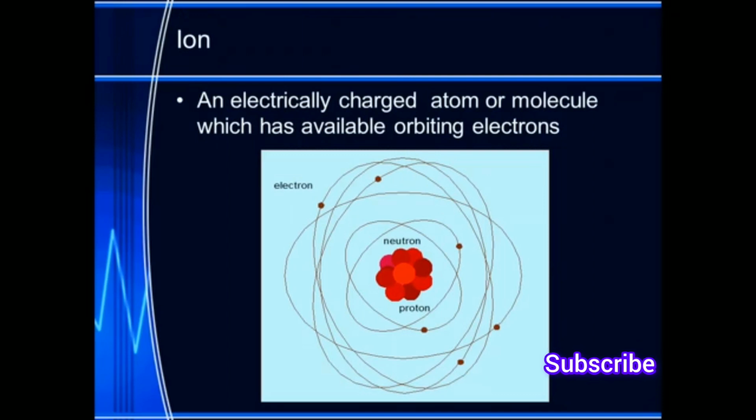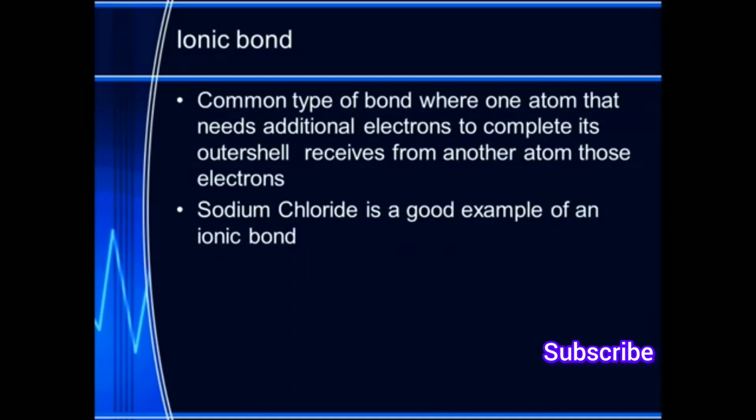An ion is an electrically charged atom or molecule which has available orbiting electrons. An ionic bond is a common type of bond where one atom that needs additional electrons to complete its outer shell receives from another atom those particular electrons, and your book describes this in a little bit bigger detail and more extensive detail, and you're welcome to read that. Sodium chloride is a good example of an ionic bond.